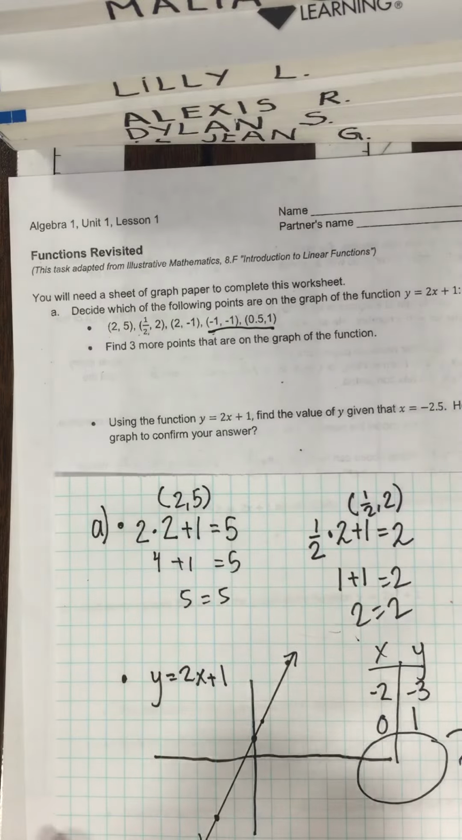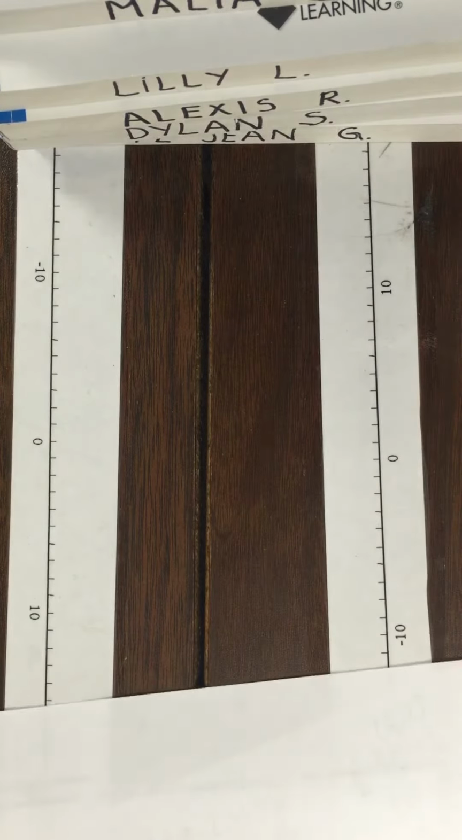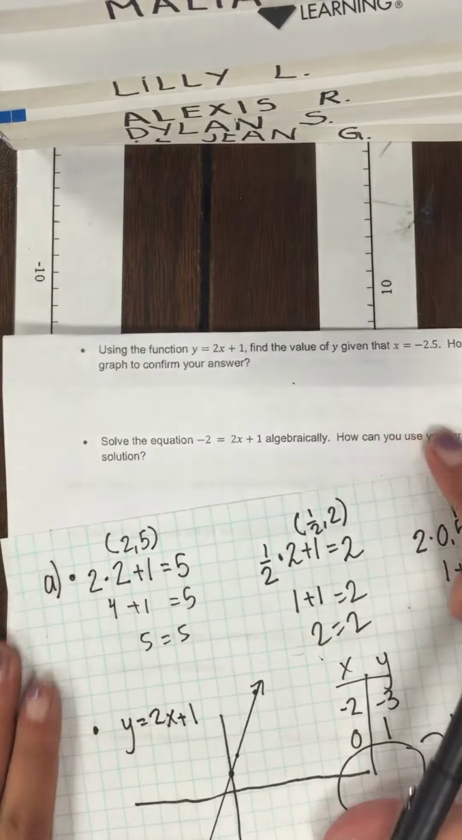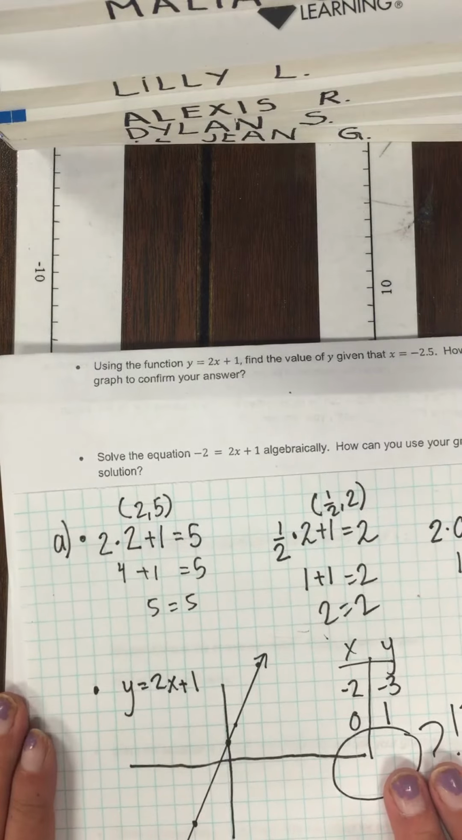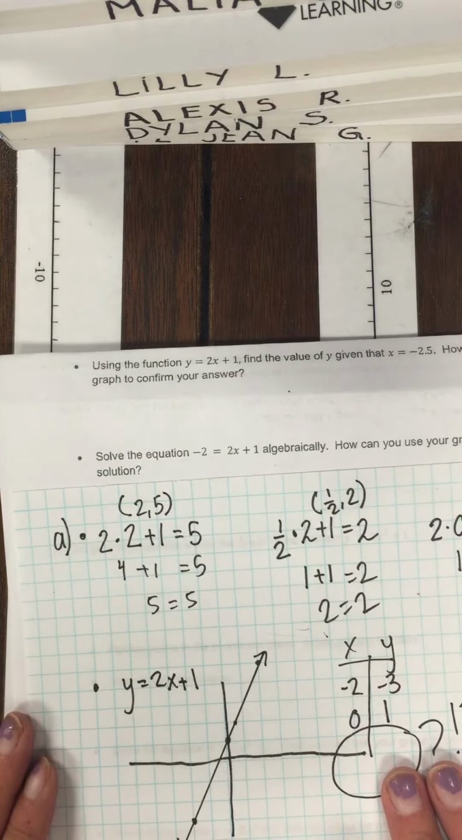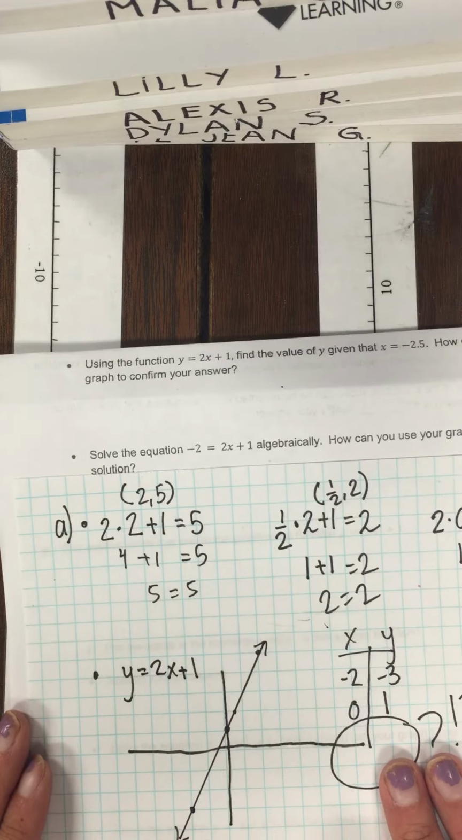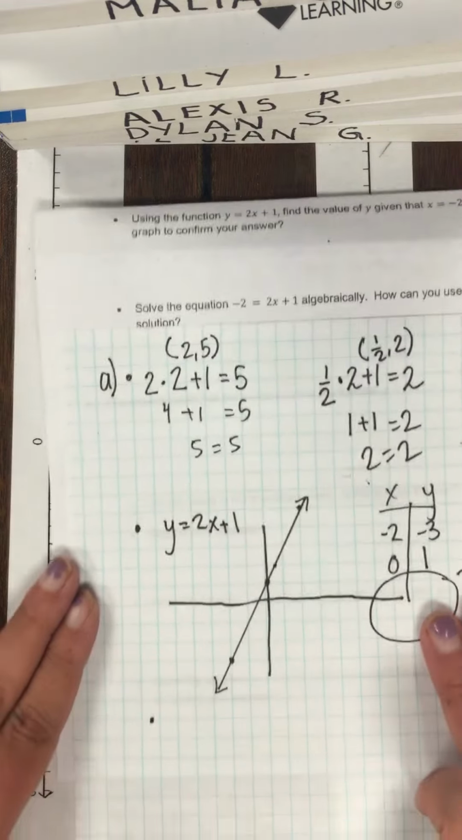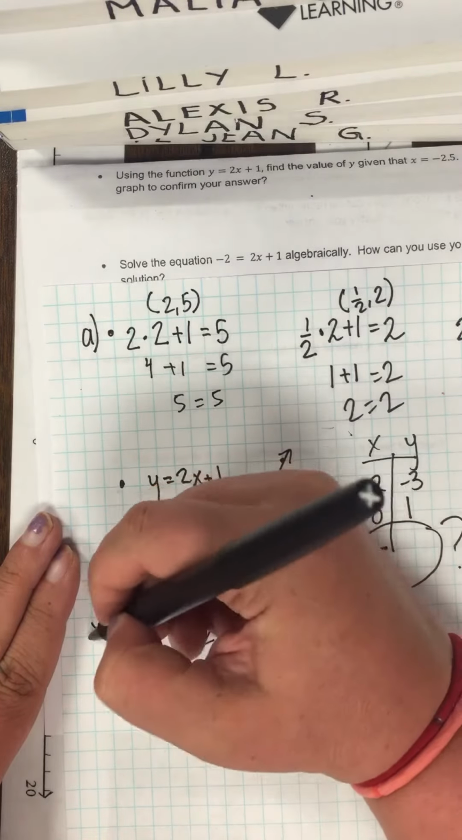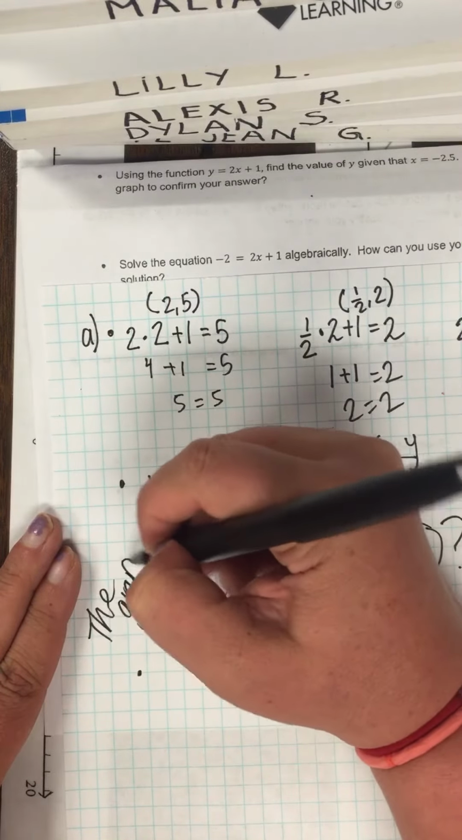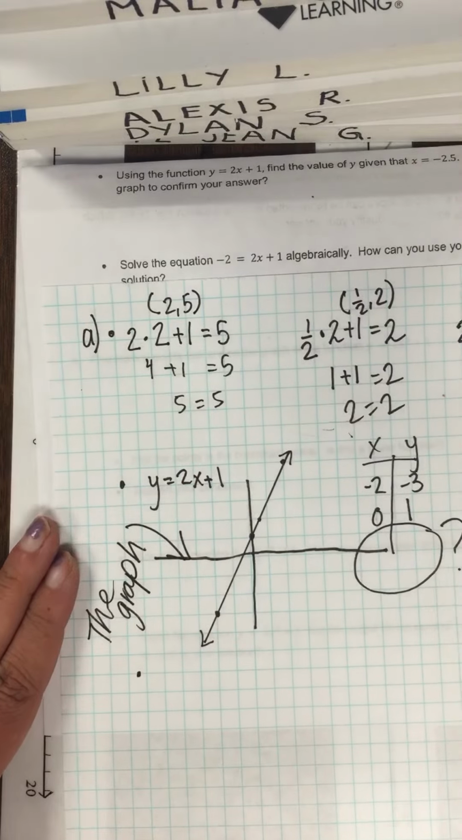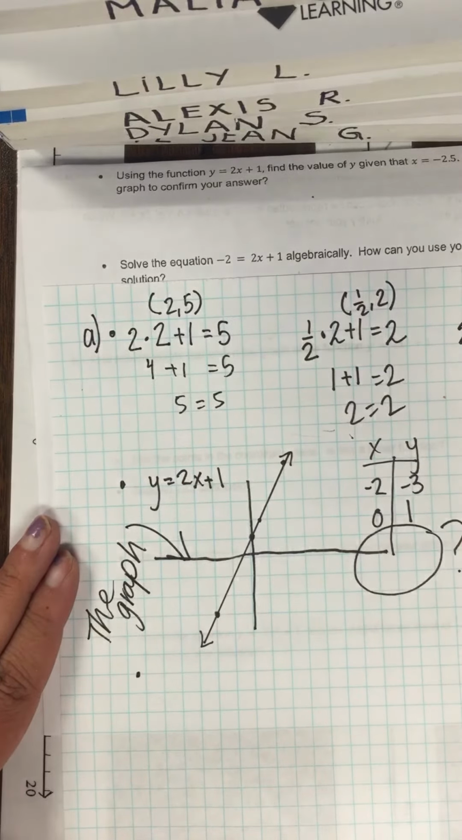A.3. Use the function y equals 2x plus 1. Find the value of y given that x equals negative 2.5. How can you use your graph to confirm your answer? So here's our graph that it's talking about. More specifically, this line is the graph.